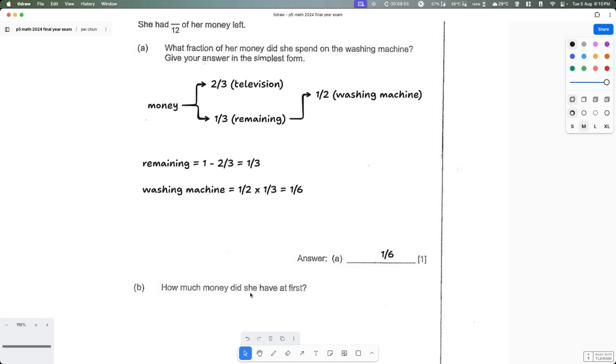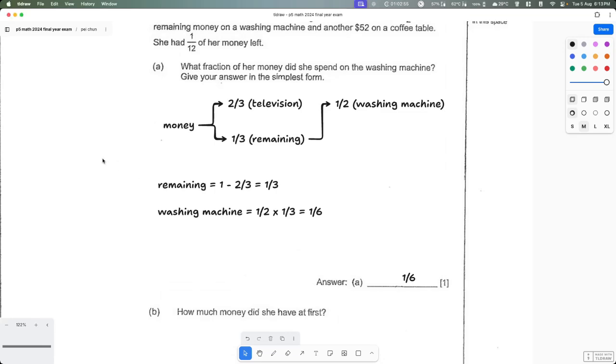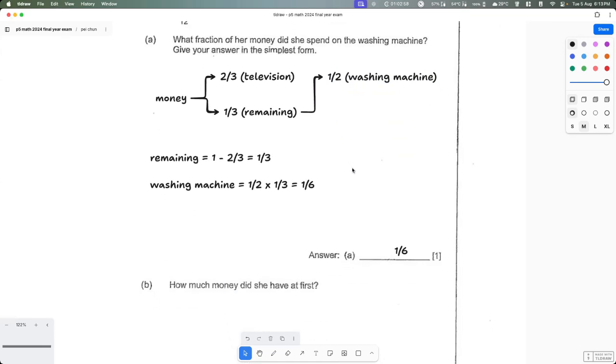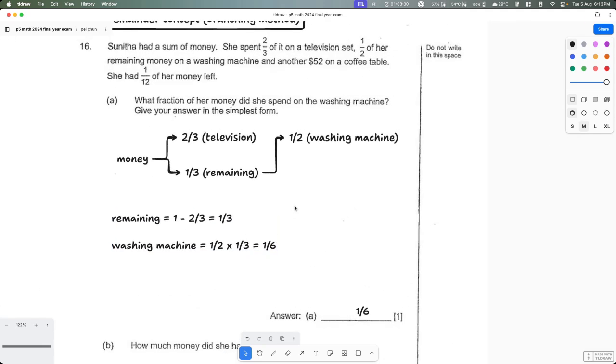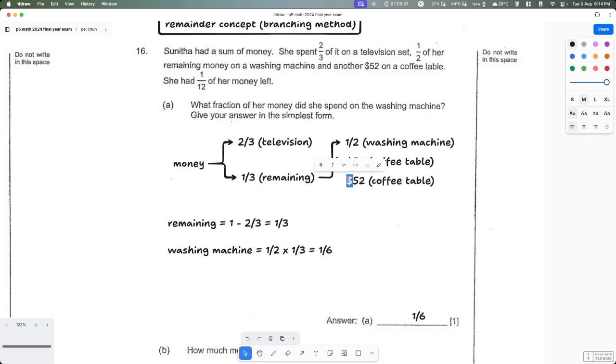So how much money did she have at first for part B? We continue from the remaining, because we want to know how much money she had at first. In this case, we're going to add in $52 as the coffee table. And then lastly, we are left with half, 1 over 12.